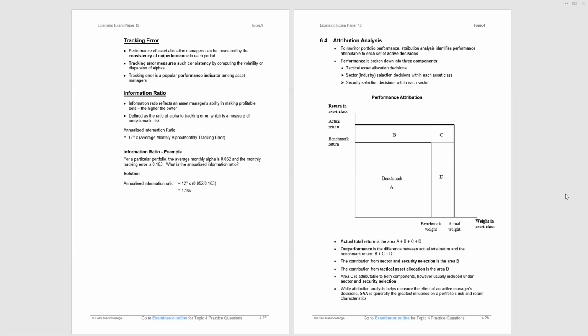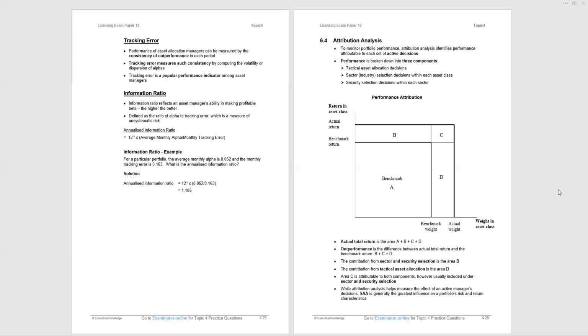What's the annualized information ratio? To annualize it, we take the square root of 12, multiplied by 0.052 over 0.163, giving 1.105. Yes, they can examine both tracking error concept and information ratio concept and outside chance calculation.